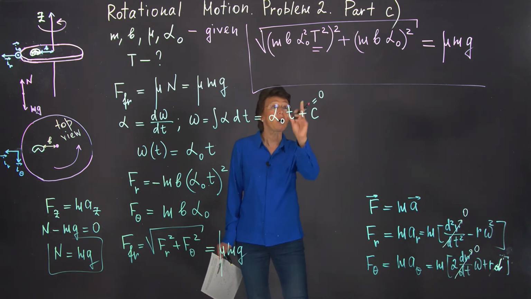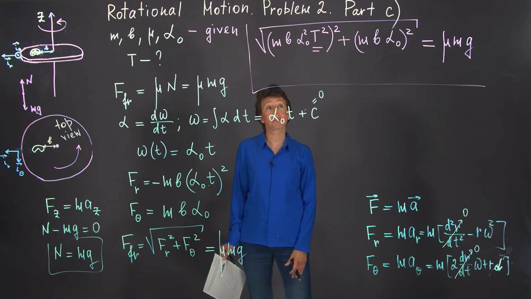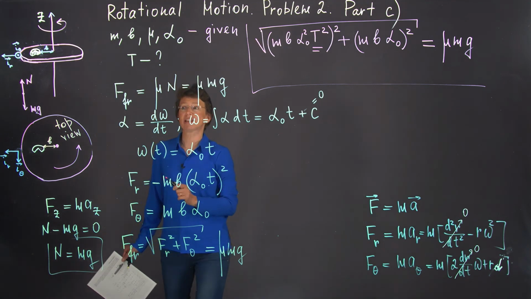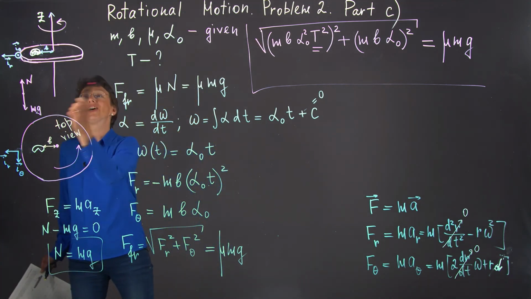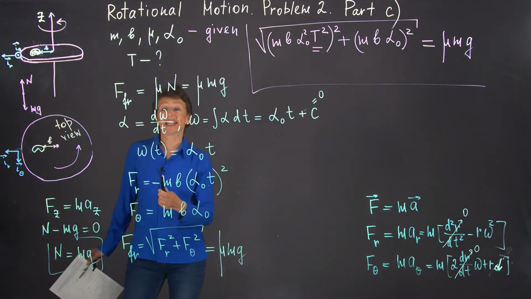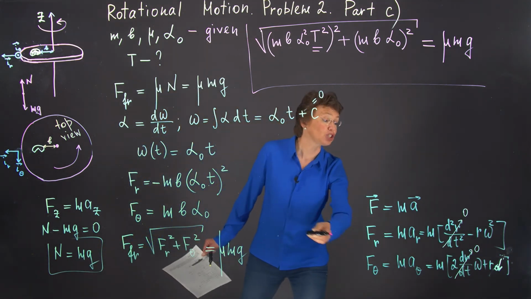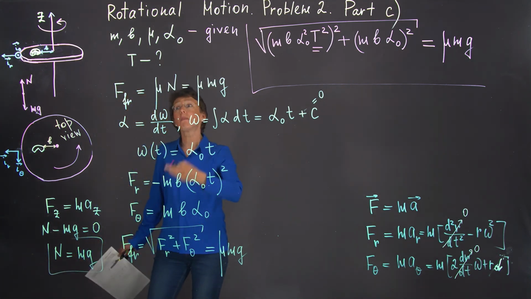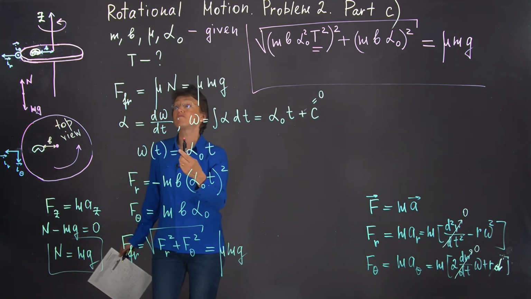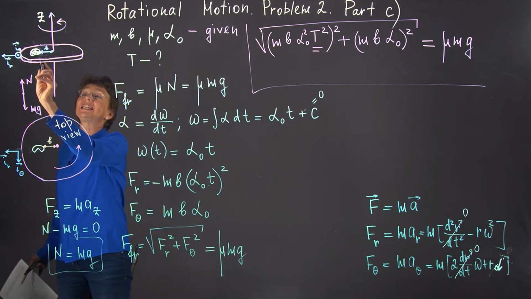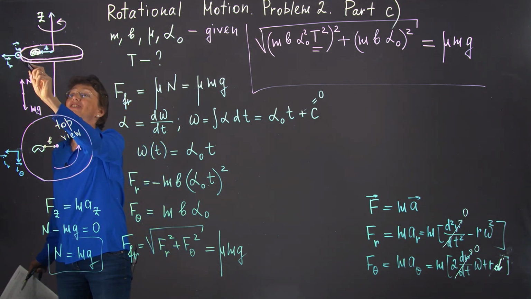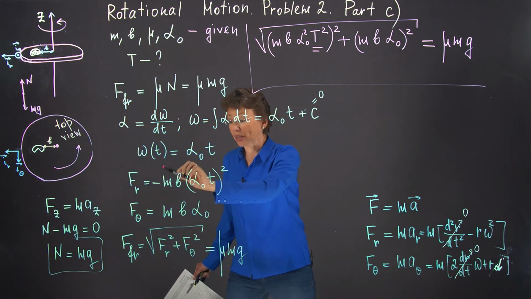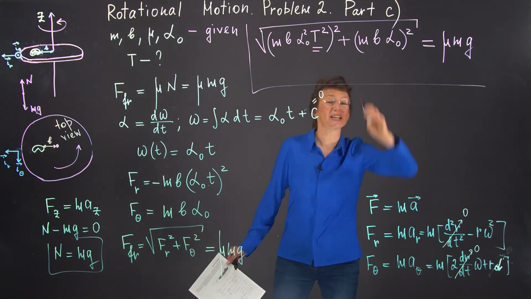What's the difference? Why did I decide to introduce this part C? Because now we have non-zero angular acceleration. The platform is rotating, it is accelerating. And instead of having force of friction just in radial direction towards the center, as we had it in parts A and B, now we have both components of force of friction. It is towards the center, and it is also along e theta. So we found both components, then the magnitude, and put it equal to mu mg.